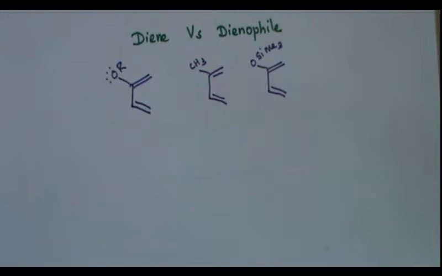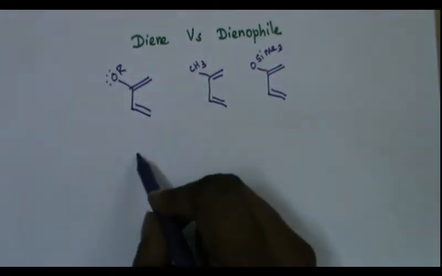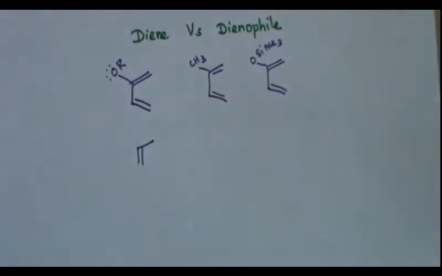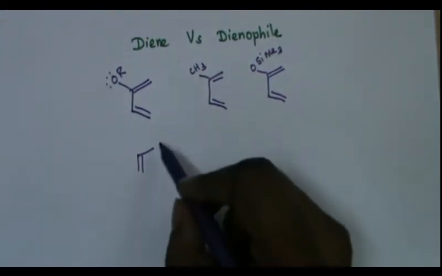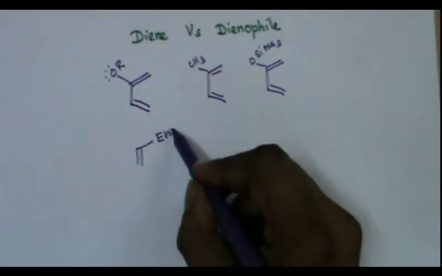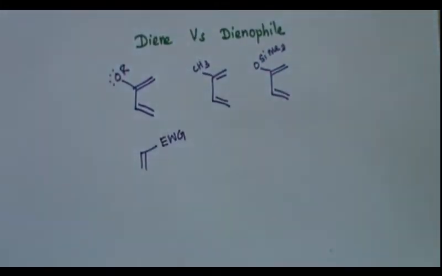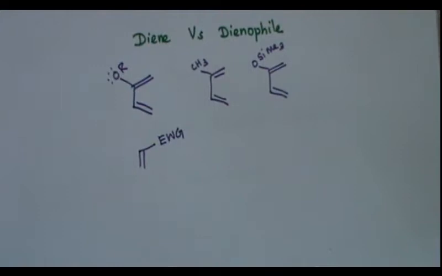What about the dienophile? The dienophile should be electron deficient. That means if I add an electron withdrawing group, the rate of the reaction will be very high.